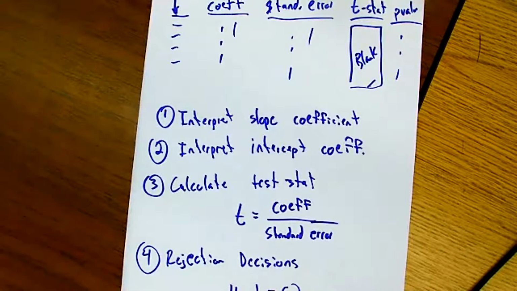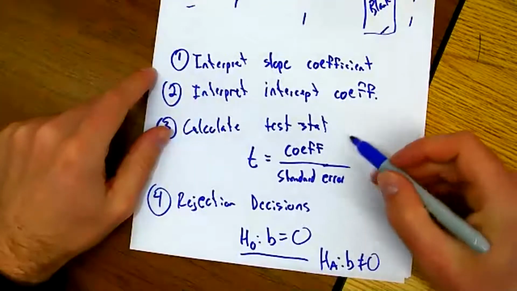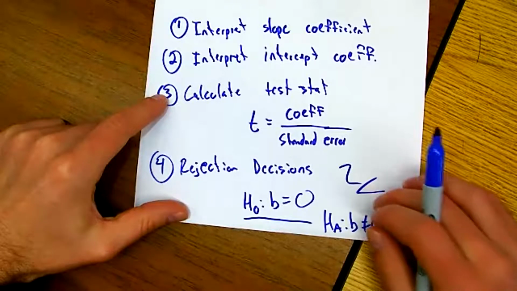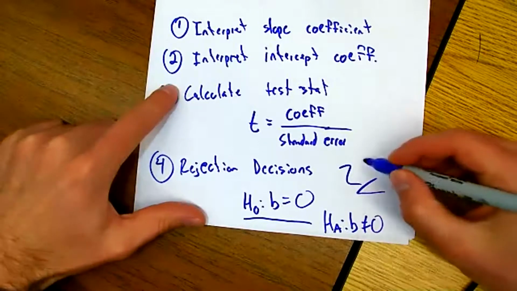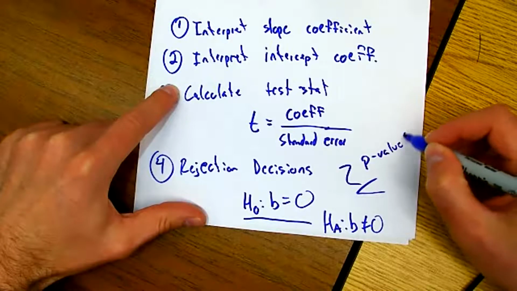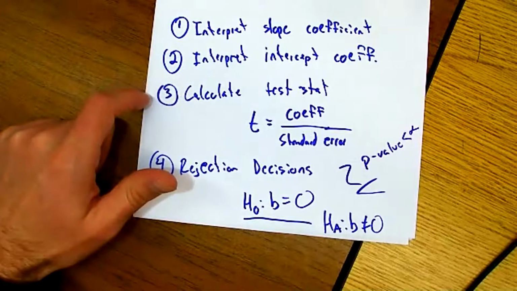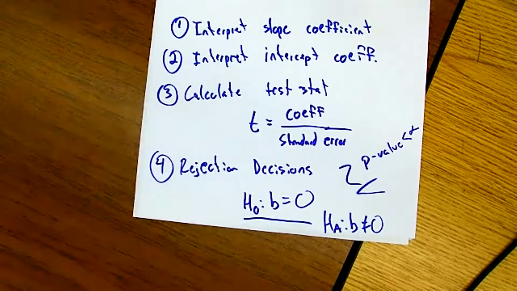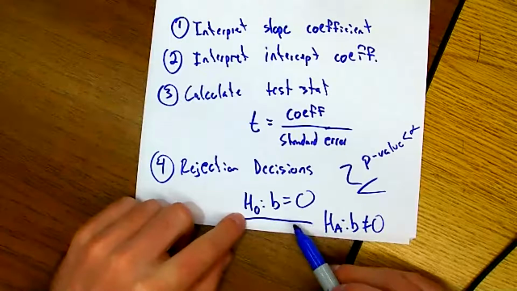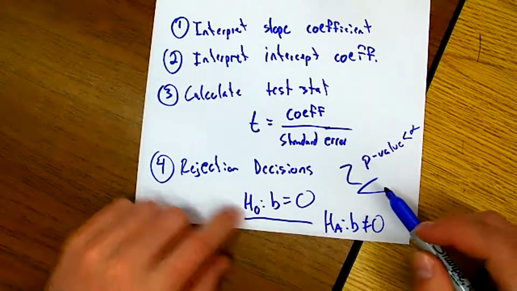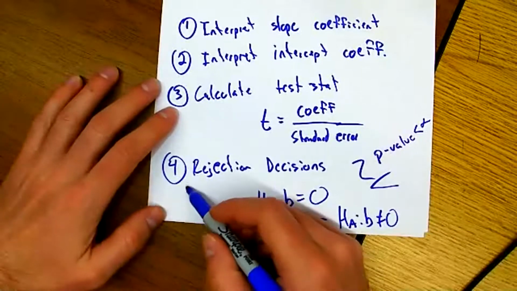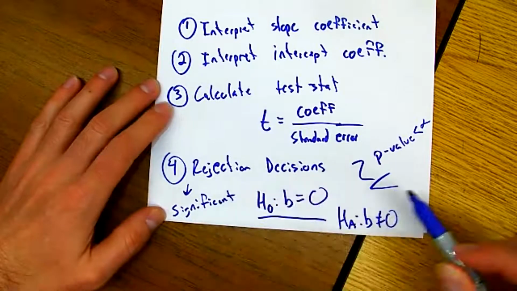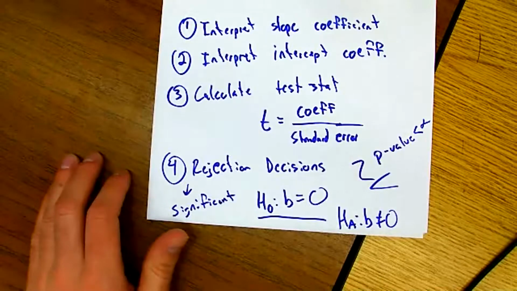So the other one, I know I mentioned some of this last week, but I'll skip to 4 because we really already said this, right? Which was making rejection decisions, which we said is the same as always. We only reject if that p-value is less than alpha. And what are we rejecting? We're rejecting that there's no relationship. So if we reject, what we're really saying is that there's a significant relationship between that x and y variable, okay?